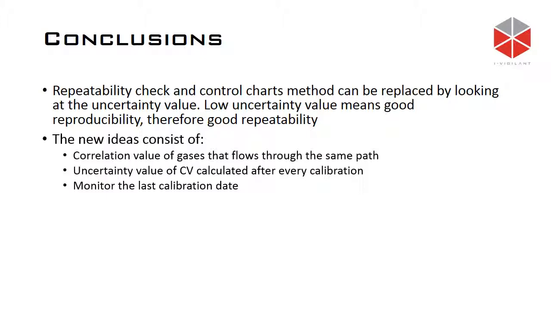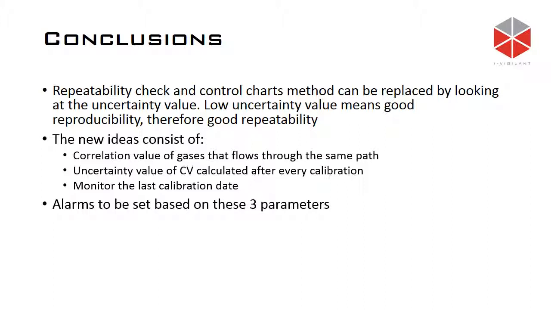Now, this basically will tell us how good the GC has been performing throughout the year. The other thing that we need to monitor, because it's an automated system, is the last calibration date, just to make sure that there's no communication failure in there or no calibration failure in the system. Either way, we can actually check them both.